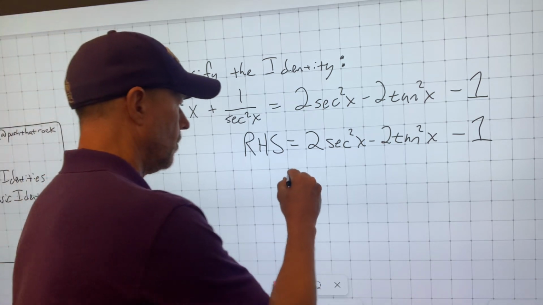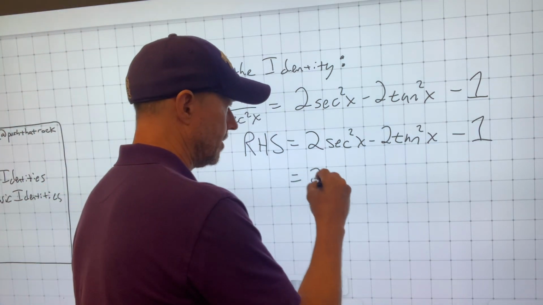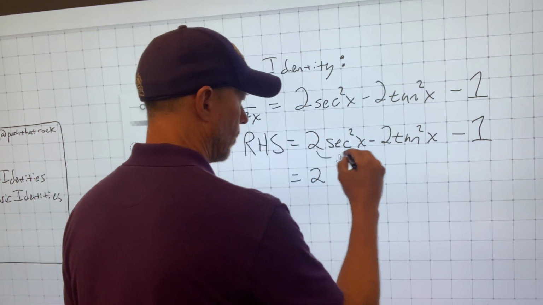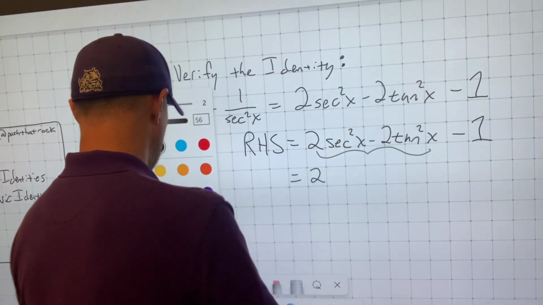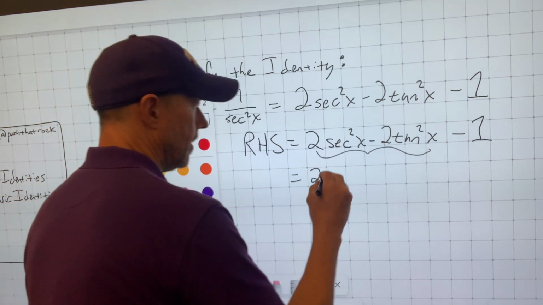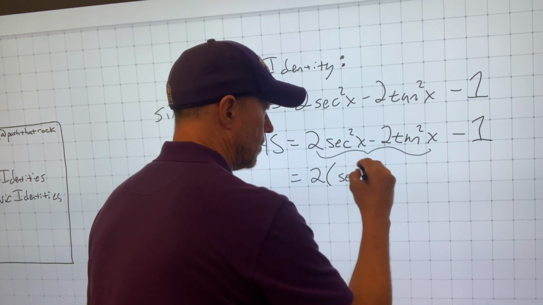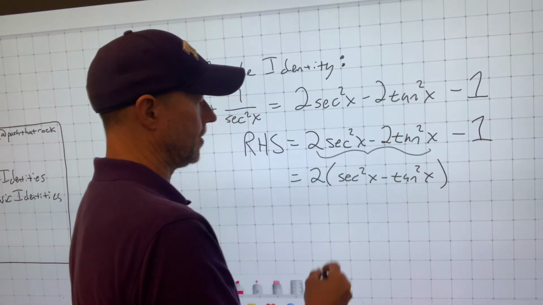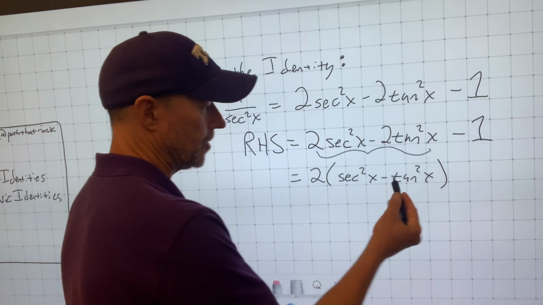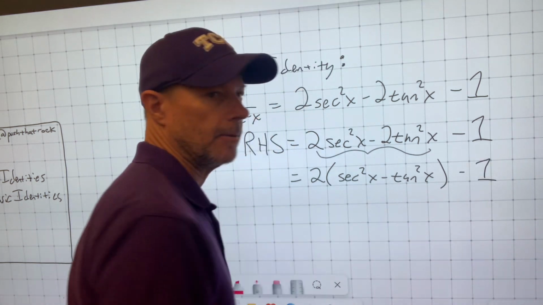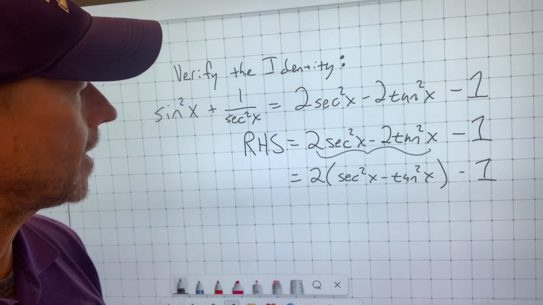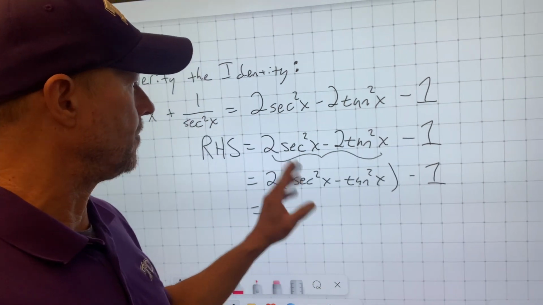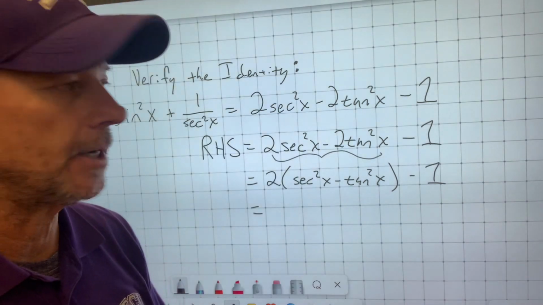Well, one thing I can do is I can factor out a 2 from these two terms. So from these two terms right here, they both have a 2, I can factor that out. So I'm gonna do that. That gives me sec squared x minus tan squared x inside these parentheses, both being multiplied by 2. So I have not changed the problem any at all, okay? Then this clues me into a Pythagorean. Now, I've kind of jumped the gun here.